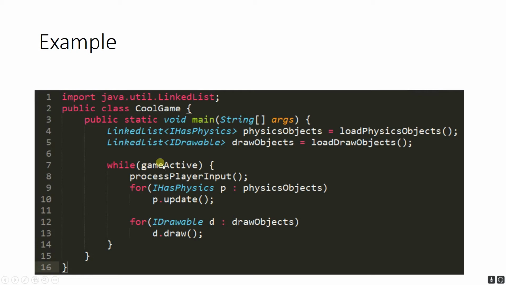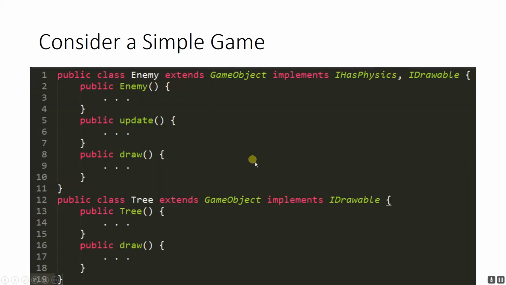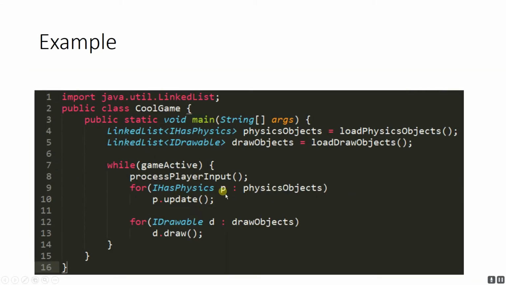So in all games, we have our game loop. We'll just have a while loop that goes on this gameActive boolean. So the very first thing is we'll process the player input, whatever that means. After that, we can go through using this same for each loop. We can say for each iHasPhysics object P in physicsObjects, update. So because we know that all of these things in this list implement this interface, we can be assured that they will have this update method. So we can call that.